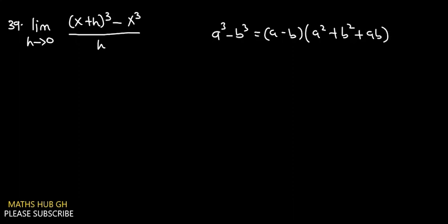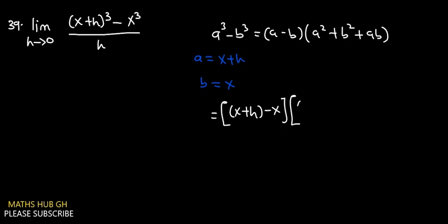Okay, so considering the numerator, our a will be equal to x plus h, and then our b will be equal to x. So now we are going to have (x plus h minus x), all this multiplying (x plus h) squared plus x squared plus x multiplying (x plus h). Okay, this is what you are going to have.